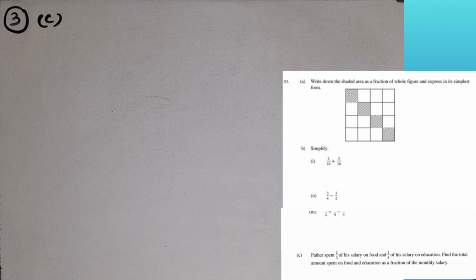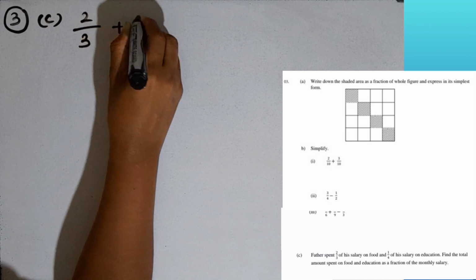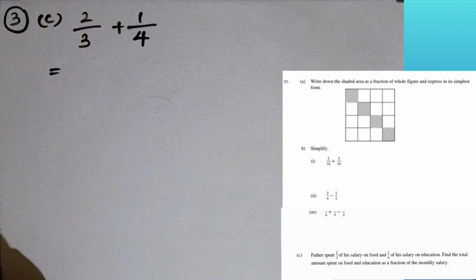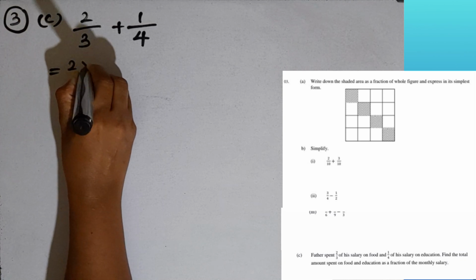Father spent 2 over 3 of his salary on food and 1 over 4 of his salary on education. Find the total amount spent on food and education as a fraction of the monthly salary. How to find that? We have to add the two fractions, 2 over 3 plus 1 over 4. As the denominators are not equal, we have to take the common denominator. That is 12. The first fraction should be multiplied by 4.